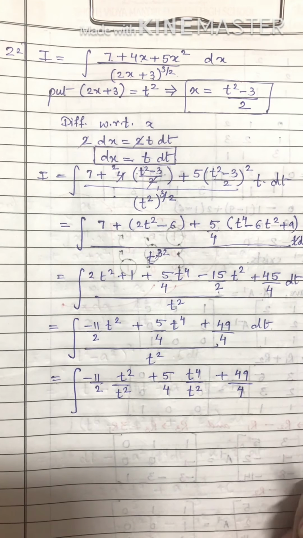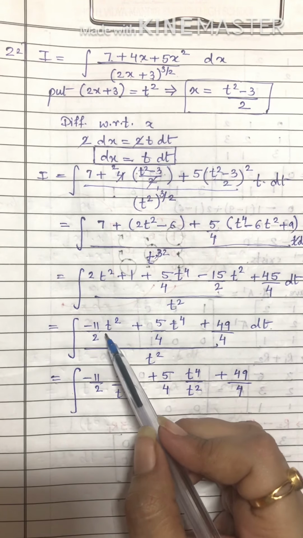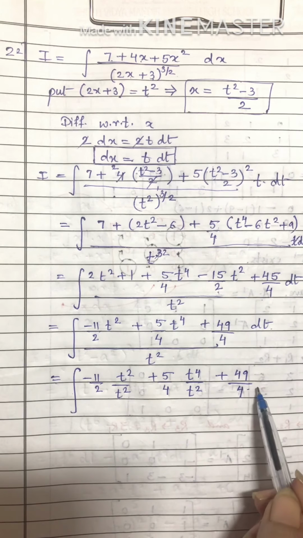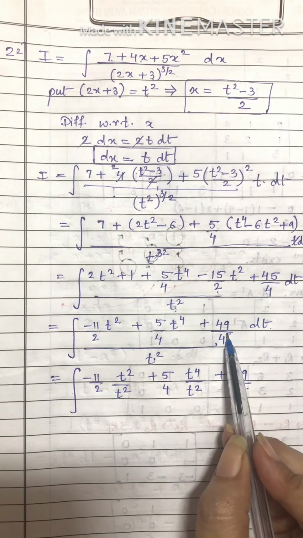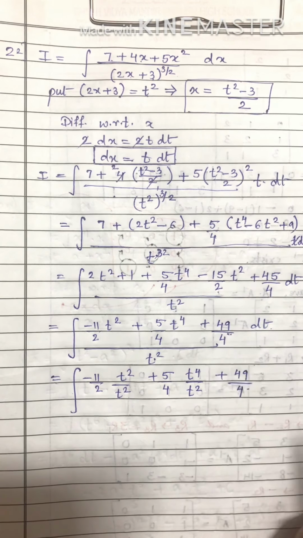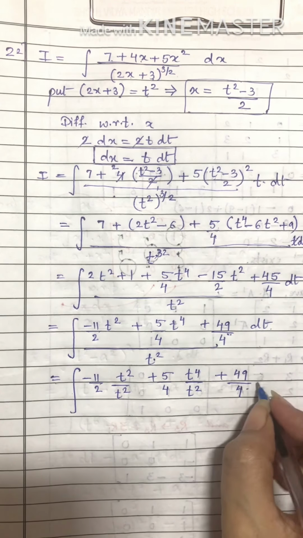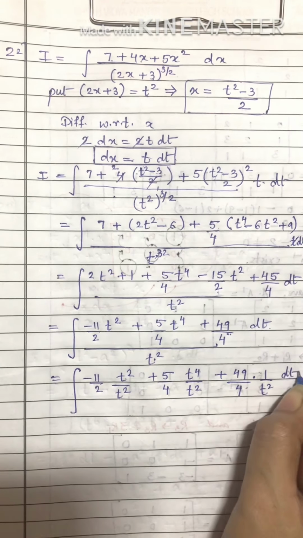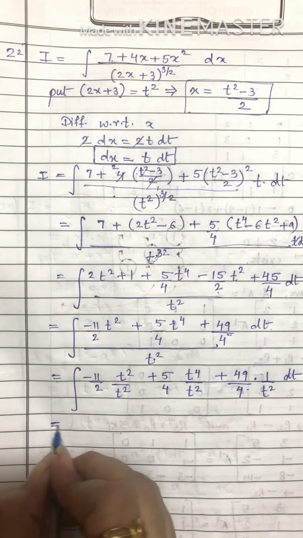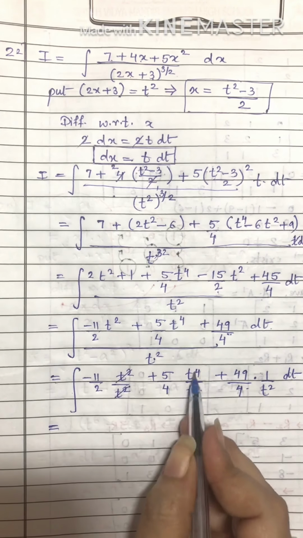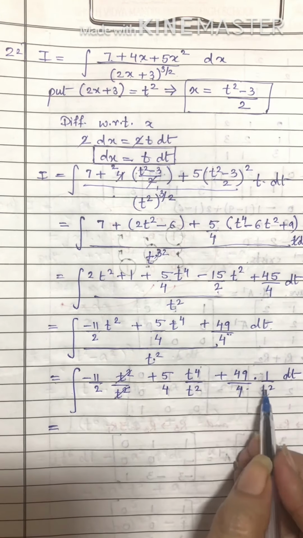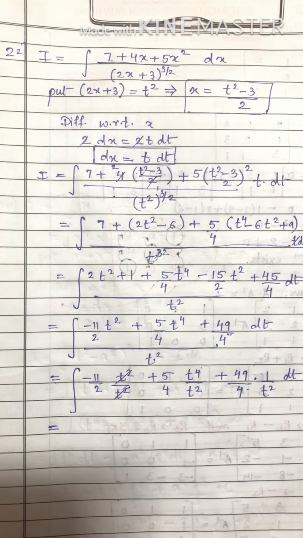Okay, I think we have left something here. Here we get 49 upon 4, and then this t square will go with this 49 upon 4. So we will get integration into 1 upon t square dt. Fine. Okay, so next, just simplify this. T square gets cancelled, t square will be remaining here. Simplify and then resubstitute the value of t and the sum is done. Just try to complete this on your own.